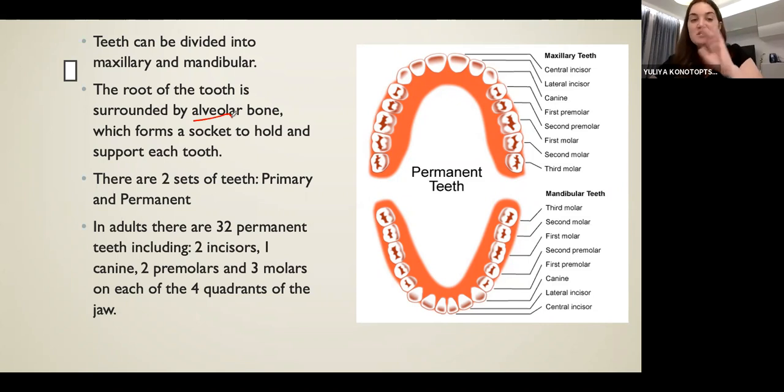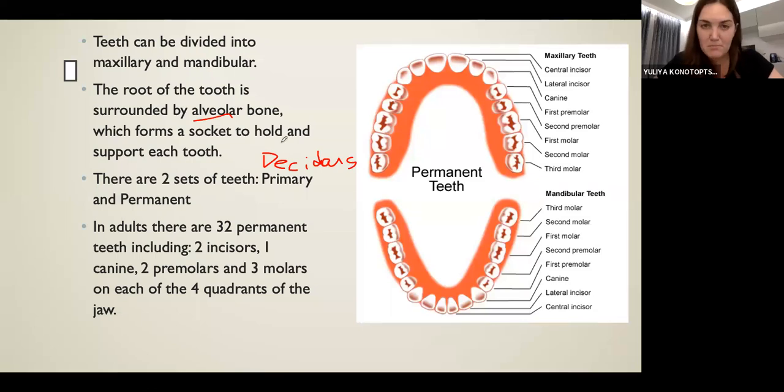There are two sets of teeth, primary and permanent. Primary has another name, deciduous. You can see this in the set, sometimes they put it as the deciduous set. Another name is milk, so milk teeth. I think it's the same in every language. Do you call it milk in yours too? In Russian, it's milk. In Polish, it's milk. In English, it's milk. So it's definitely the milk teeth.